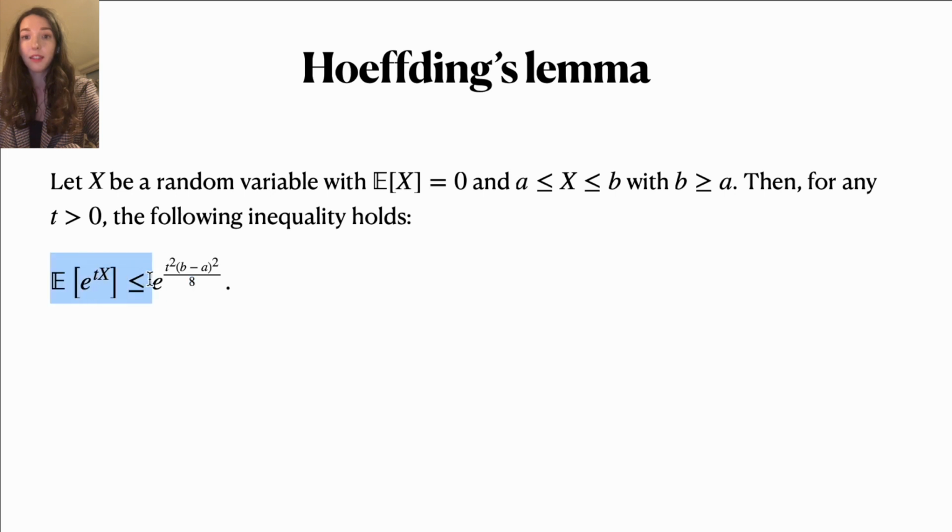So I can say that the expected value of the exponential of t times x is bounded from above by the exponential of t squared (b minus a) squared divided by a constant 8, which arises if you do the proof of this lemma.